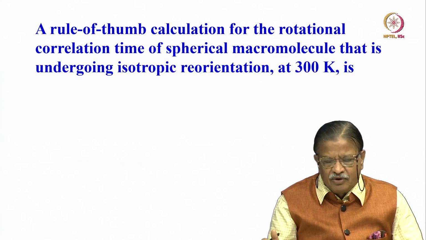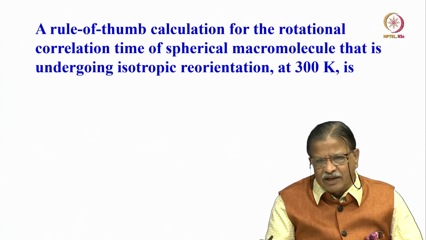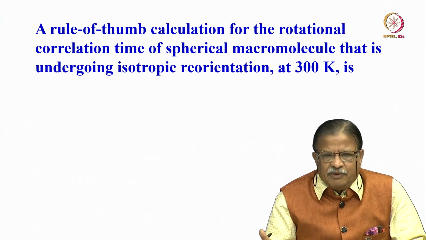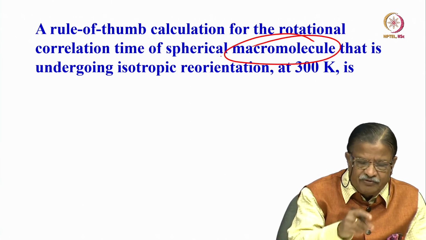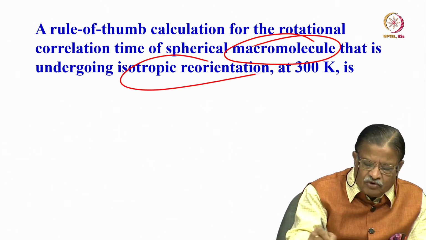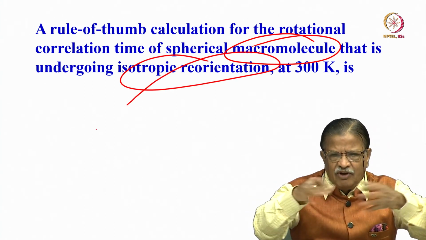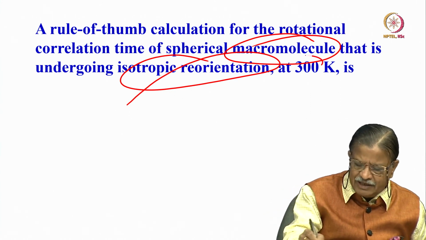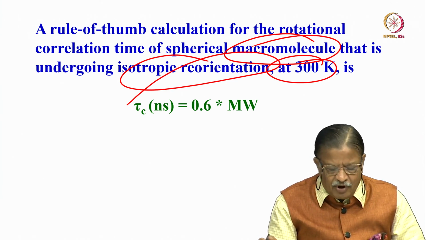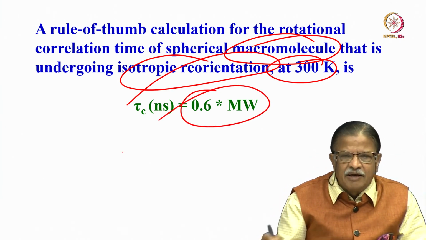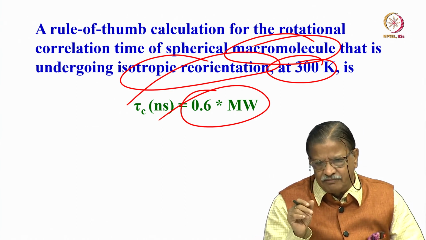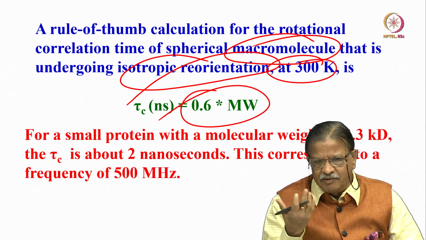Okay. So, one rule of thumb for calculating the rotational correlation time approximately, I mean it is not that it should always be true. For a spherical macromolecule, a more or less spherical globular molecule undergoing isotropic reorientation, isotropic meaning uniformly changing in all directions, at 300 K, tau c is approximately 0.6 times molecular weight. This is a rule of thumb to calculate tau c. If I know the molecular weight, I know approximately what tau c is.